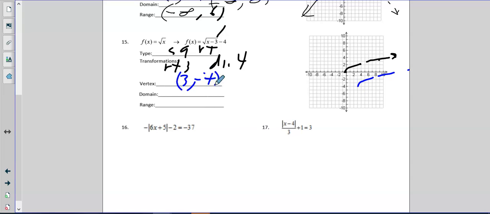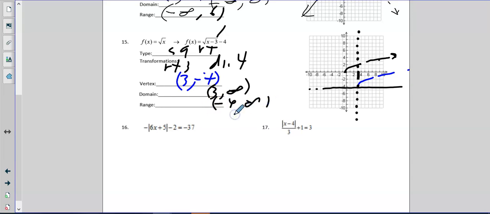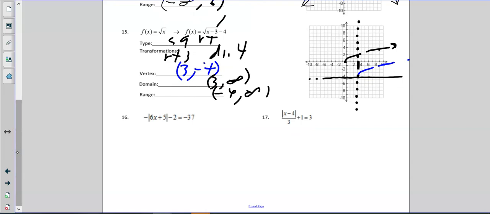The domain, how far left is it going? Three. How far right? Infinity. Range, how low does it go? -4. How high does it go? Infinity. It's going to take a long time to get there because it's climbing very slowly, but that's what it's going to do. And these are just some quick review problems.